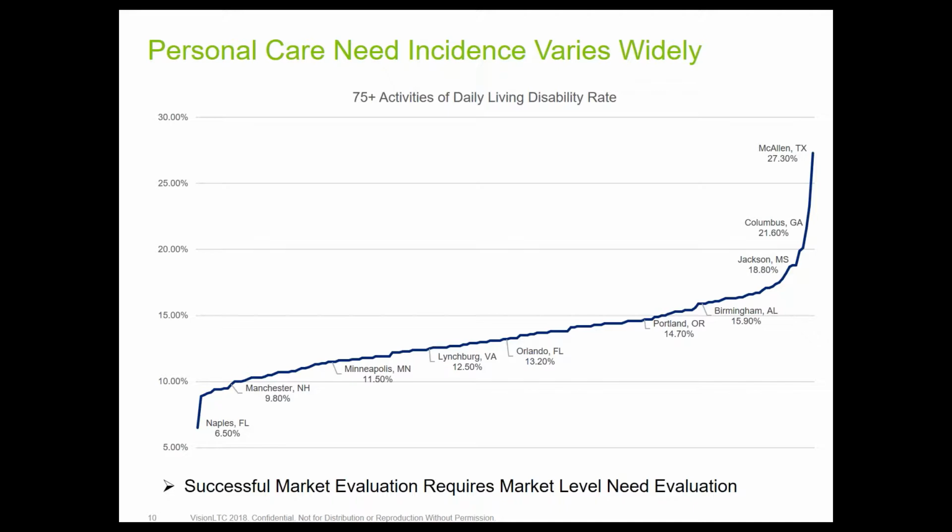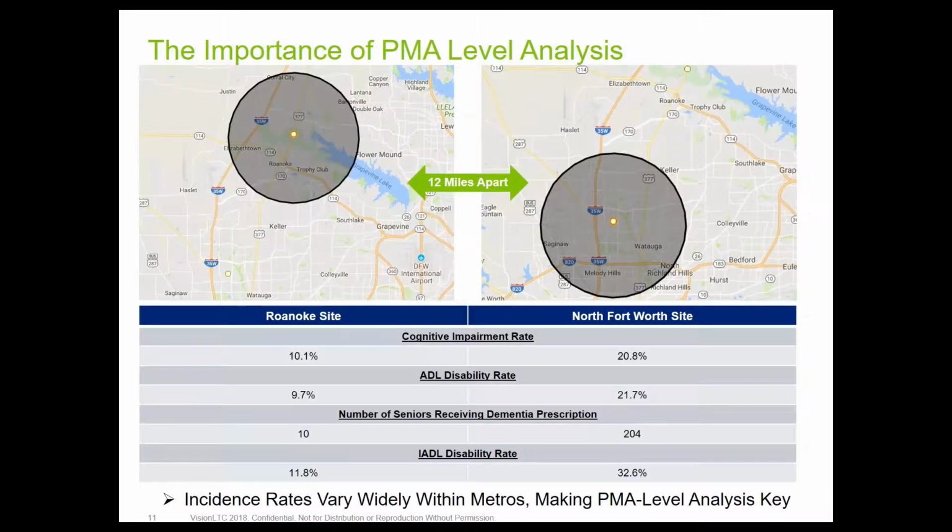And so the key here is that we see a wide variance at the MSA level, but more importantly, we actually see a wide variance within MSAs. So this really underscores the importance of analyzing things at the primary market area level. What we have here is 2 sites, both in North Fort Worth. They're 12 miles apart. One's in Roanoke, Texas, which is just outside of the Fort Worth city limits, and the other is just inside the Fort Worth city limits, the North Fort Worth site. What we've done is we've drawn a 5-mile primary market area around each of those locations, and we've calculated the incidence rates within each site's respective market area.